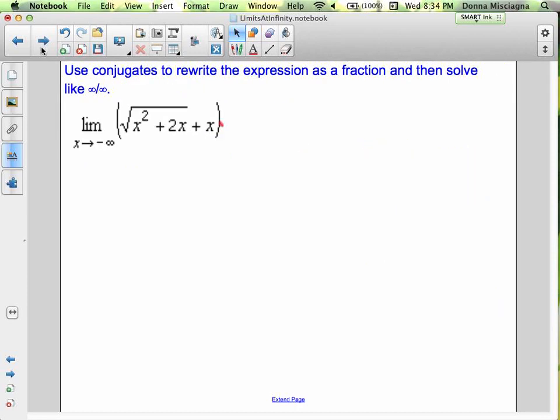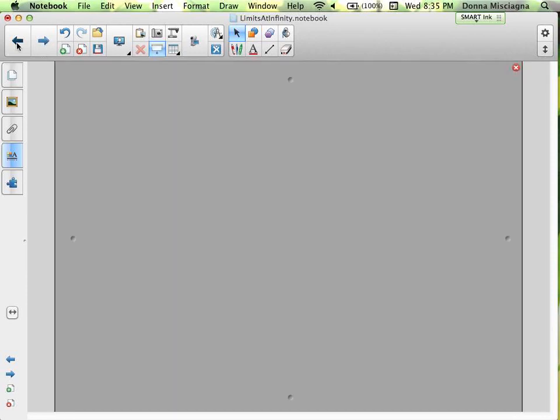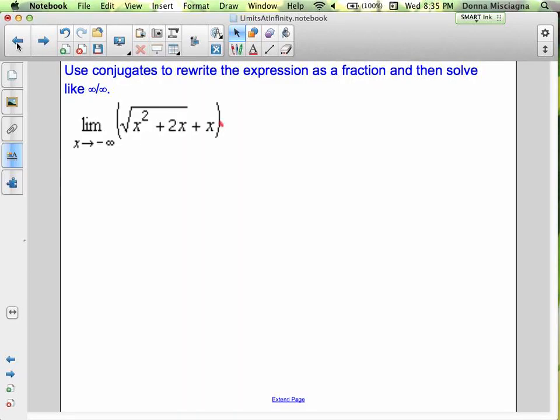I think this is my last example. And if, oh no, I've got one more. Oh good, I have one more. I was hoping I had one more. So far, that's only 2 choices. We had infinity, we had 0. Let's see if we get something else here. All right, so we're going to use conjugates to rewrite the expression as a fraction and then solve. All right, and this is as x approaches negative infinity this time.